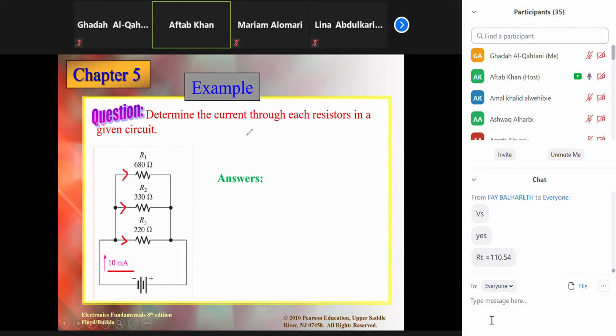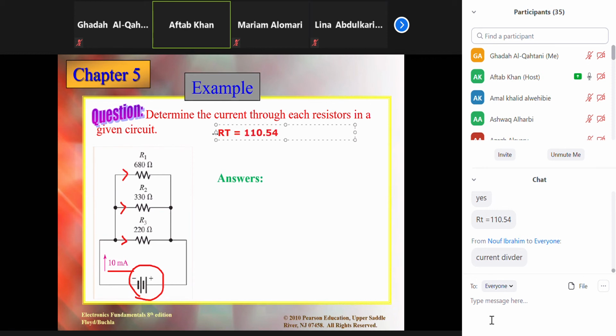They are asking to determine the current through each resistor. So how can we find it? We have not been given the source voltage value. We know only the total current. So you calculated the total resistance: RT is equal to 110.54 ohm. Yes, we need to apply the current divider, but in order to apply it, we have to calculate the total resistance first. Then after that, you can apply the current divider and calculate.